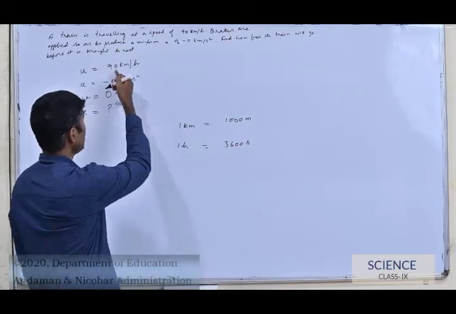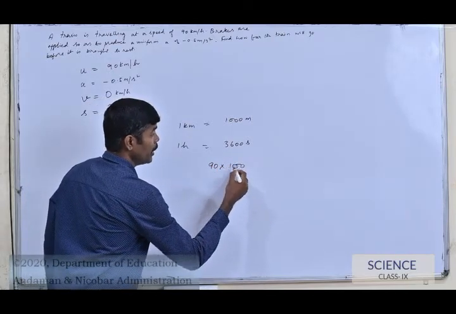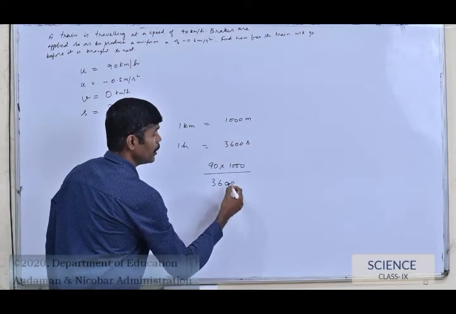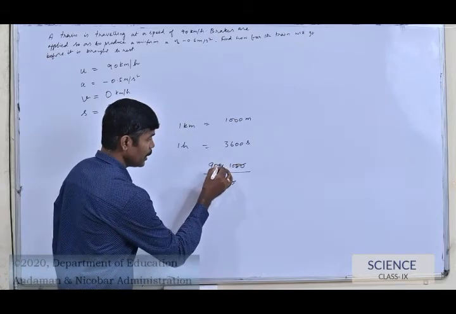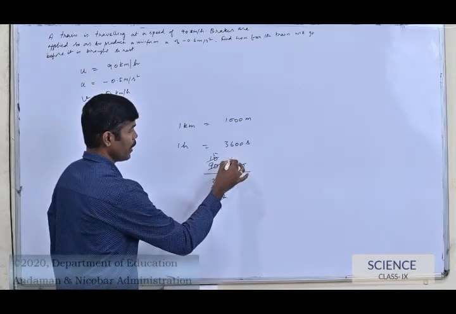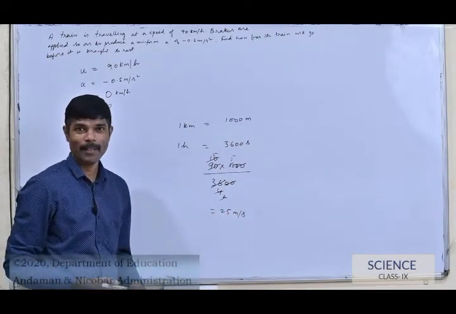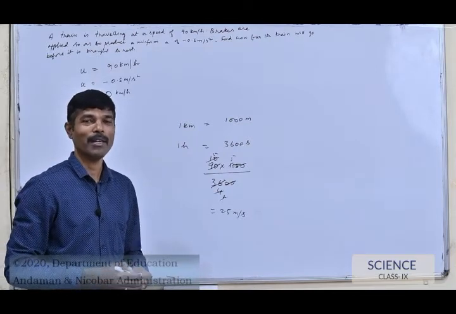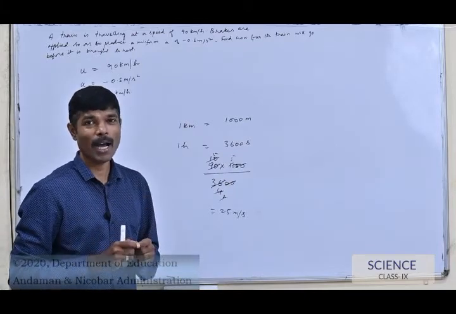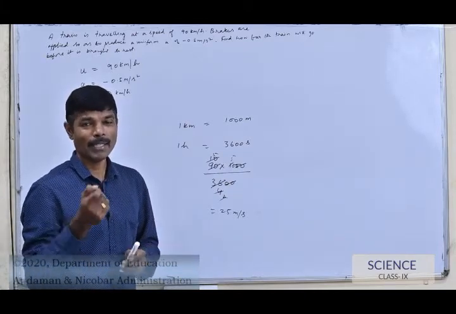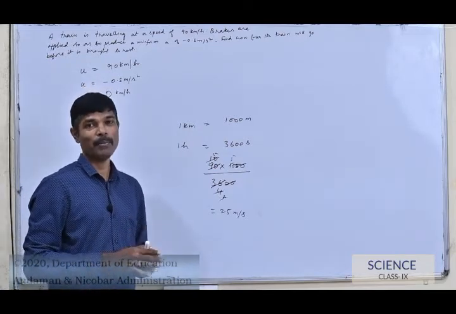So 90 km per hour means 90 into 1000 divided by 3600. So 2 zeros get cancelled. 4 nines are 36, 10, 5. So we will get 25 meter per second. But this process is very lengthy and very difficult to find. It takes time. To convert kilometer per hour to meter per second, an easy step is there. By using that step, we can convert kilometer per hour to meter per second.